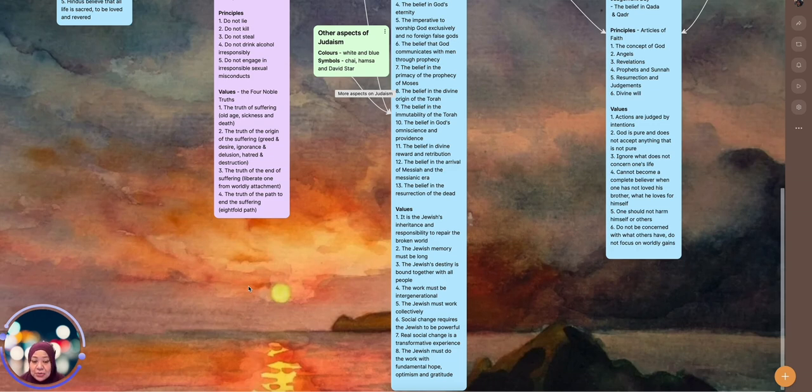So they see social change as a transformative experience. And last but not least, the Jewish must do the work with the fundamental hope, optimism, as well as gratitude. So whatever they do, they will do it with this hope, optimism, as well as gratitude.